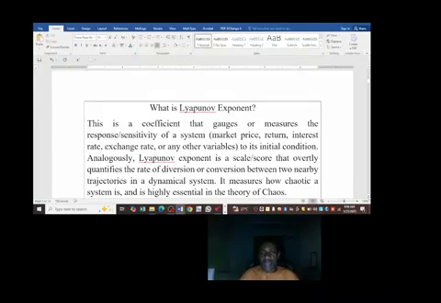A system here can be a market price, stock price, commodity price, stock return, interest rate, exchange rate, or any other variable. In social sciences, variables in management sciences, variables in engineering, sciences, biology, agriculture. So it measures how variables respond to their initial condition.